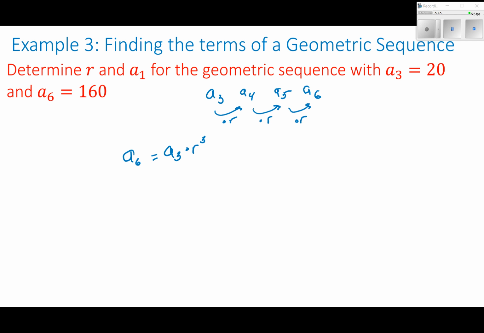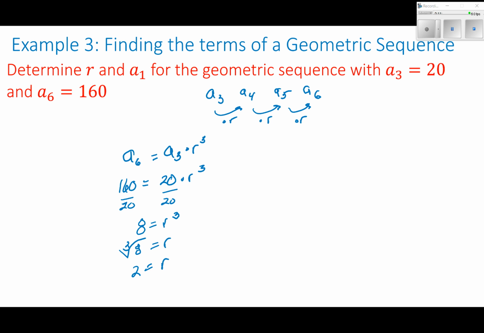So we're not even going all the way back to a sub 1. I'm just going to work with my sequence from 3 to 6 because I know what those numbers are. a sub 6 I know is 160. a sub 3 I know is 20, times r cubed. Solve this: divide by 20, divide by 20. I end up with 8 equals r cubed. Cube root of 8 then would equal r. r would have to equal 2.